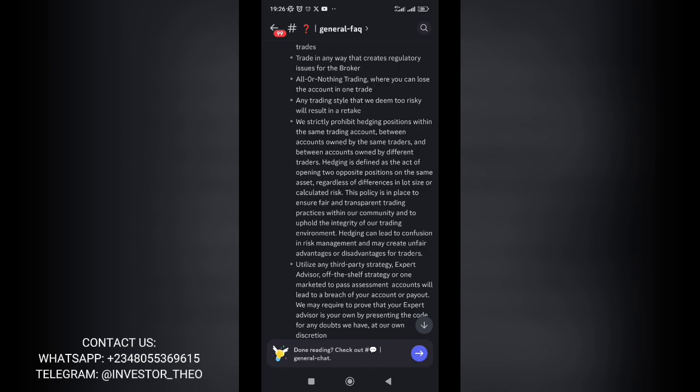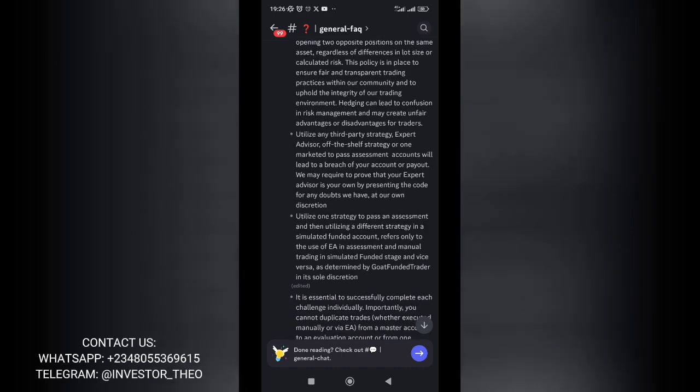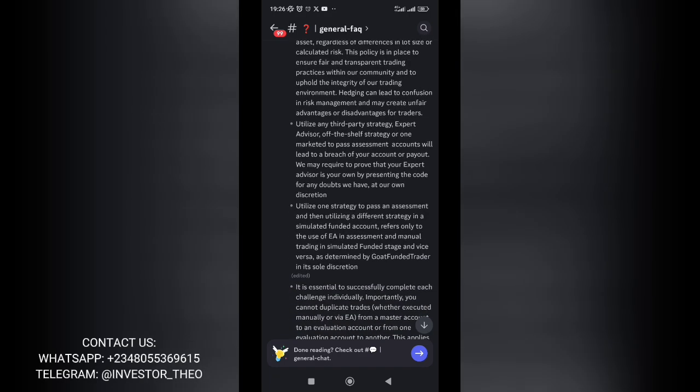They said this policy has been put in place to ensure fair and transparent trading practices within our community and to uphold the integrity of our trading environment. They also mentioned hedging can lead to confusion in risk management and may create unfair advantages and disadvantages for traders. Now, utilizing any third-party strategy, expert advisors, off the shelf strategy, or one marketed to pass assessment accounts will lead to a breach of your account or payout.